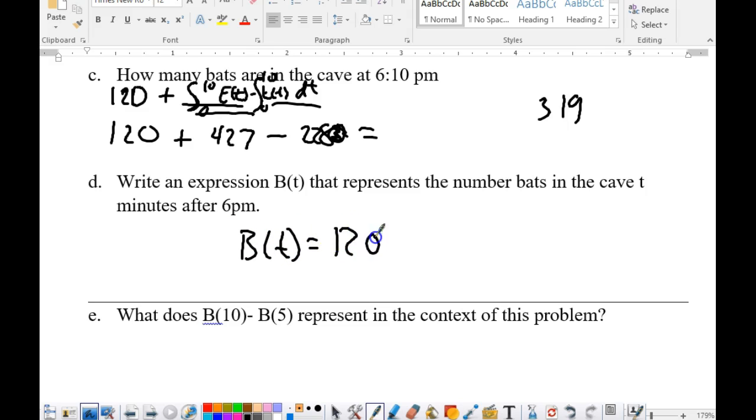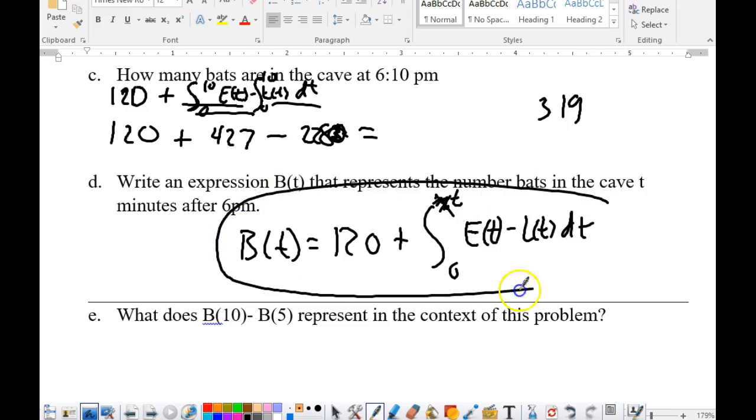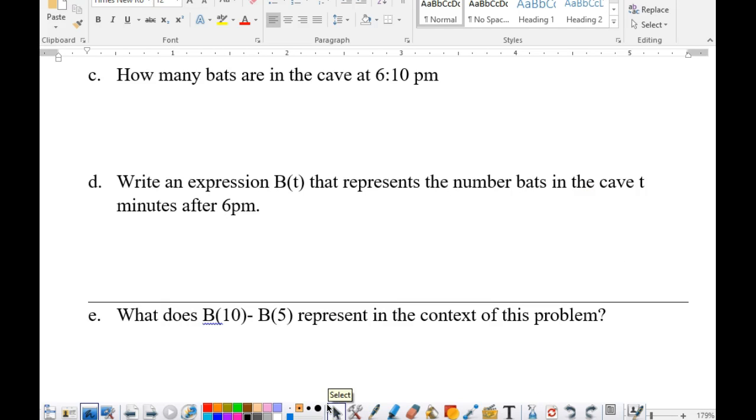It should be 120 plus the integral from 0 to t, since that's my input variable, of E(t) minus L(t). So that's a rate in, rate out question. And then on Monday we will continue this worksheet, I think. So we're good.